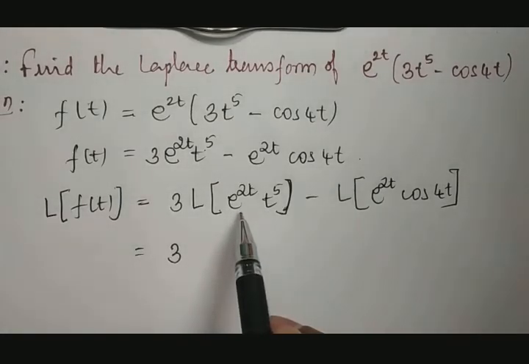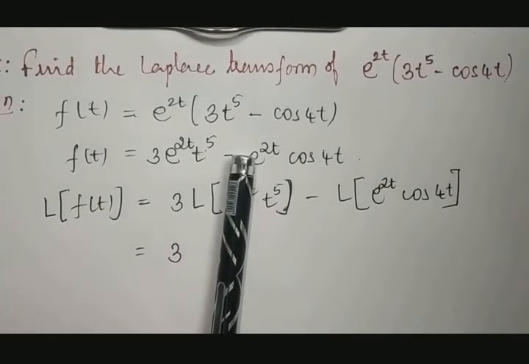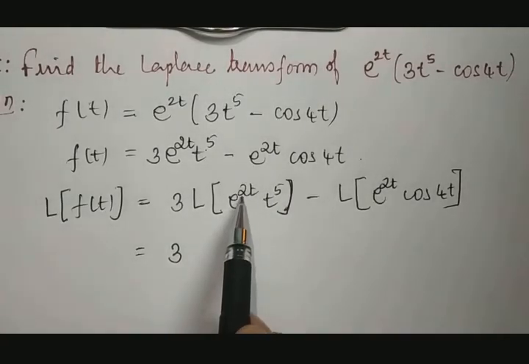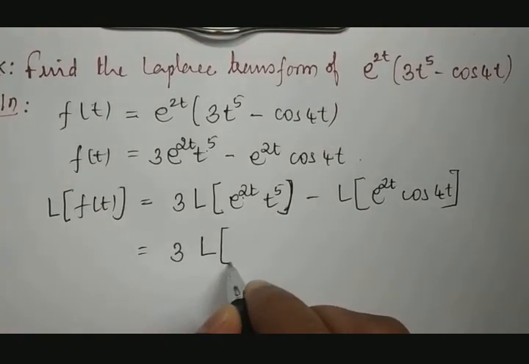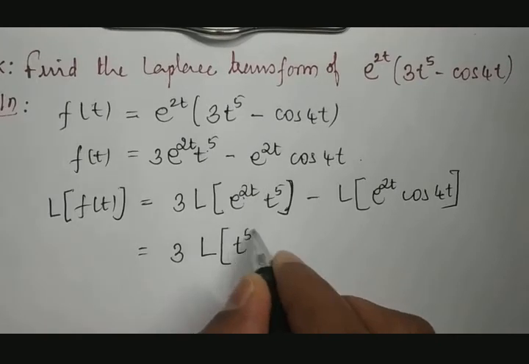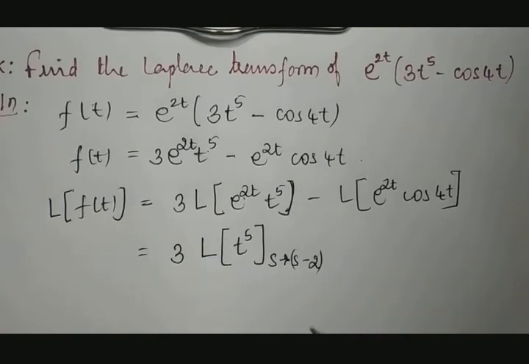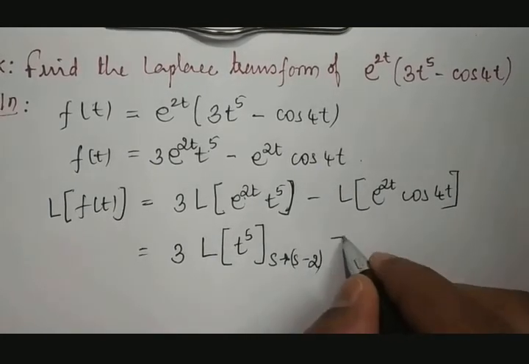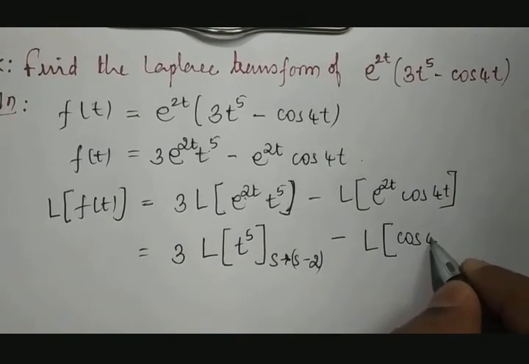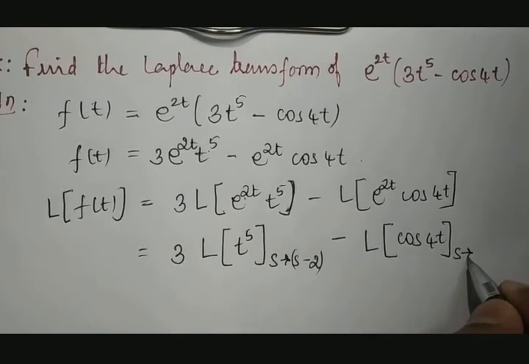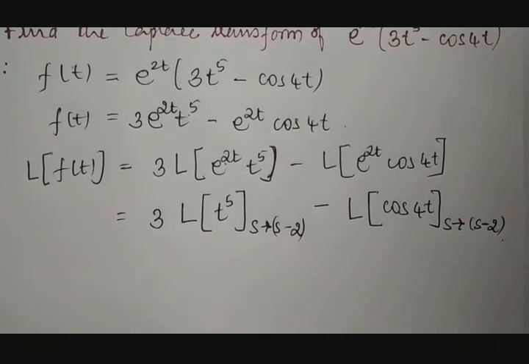As per the shifting property, if you want to find out the Laplace transform of only t raised to 5, then s will be replaced by s minus a. A means 2, so s minus 2 can be taken. So it is the Laplace transform of t raised to 5, where s is going to be replaced by s minus 2, meaning the result will be delayed by 2, minus here again the Laplace transform of the part other than the exponential, which is cos 4t, where s is going to be replaced by s minus 2. Again the result will be delayed by 2.